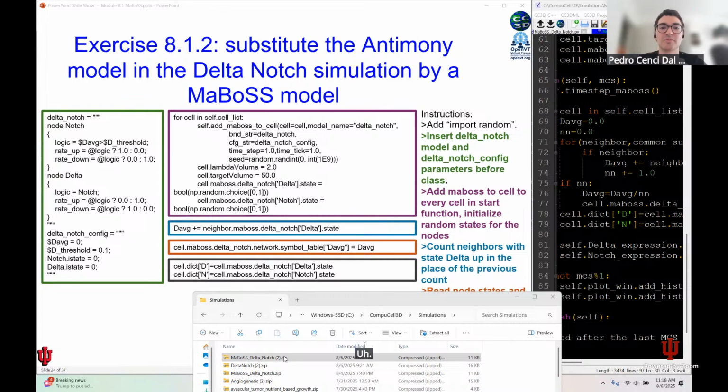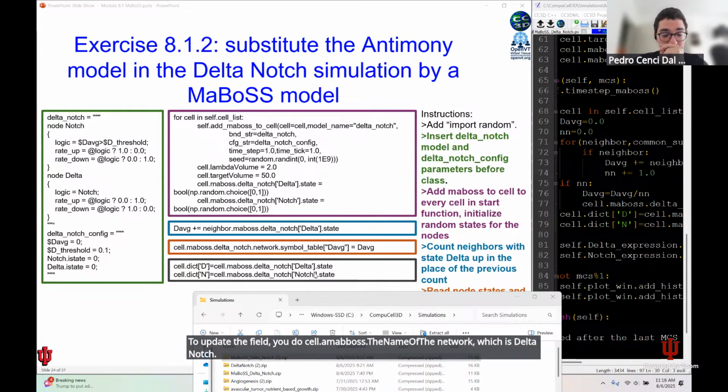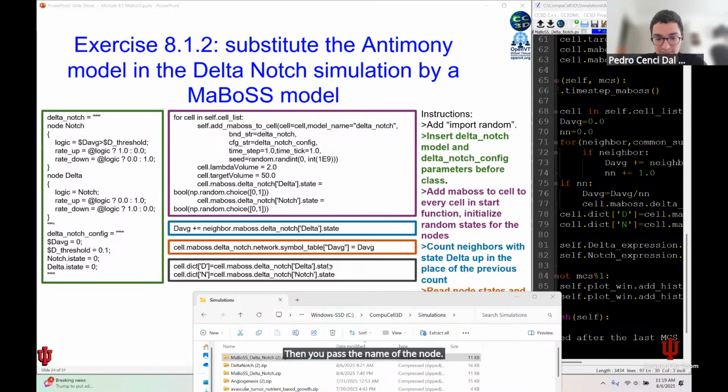I said symbol table to update the field. If I said that, I was wrong. To update the field, you do cell.maboss dot the name of the network, which is delta notch. Then you pass the name of the node dot state to get the state of the node.